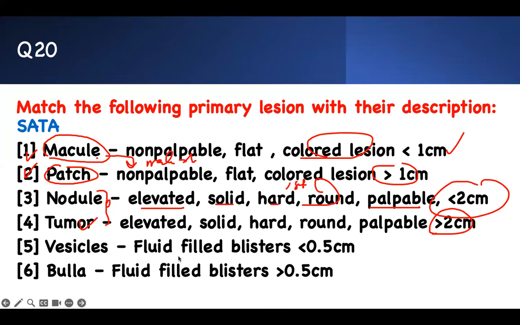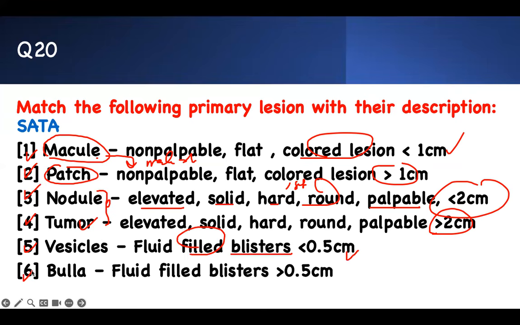And vesicles, yeah, of course, it's elevated, but what is the key between vesicle and nodule? This is fluid filled. It's not solid or soft. It's like you can see the fluid in it. So fluid filled blisters less than 0.5 centimeters are vesicles. It becomes a bulla if it's greater than 0.5 centimeters. That's all. So find ways you can pair them. Like I said, this is the first series. I'll put them all together and you'll be able to remember all these names you've got to figure out.